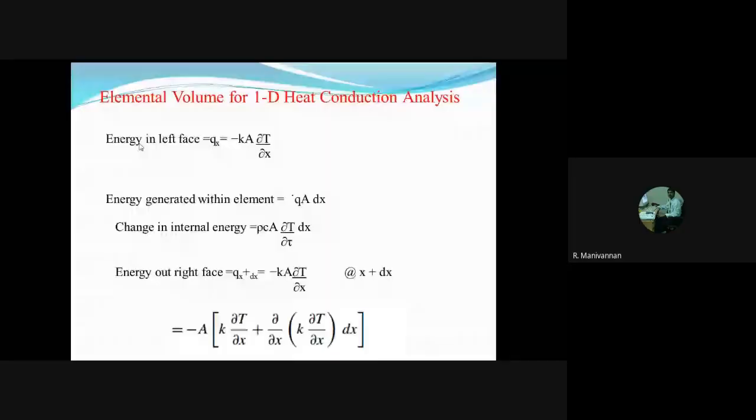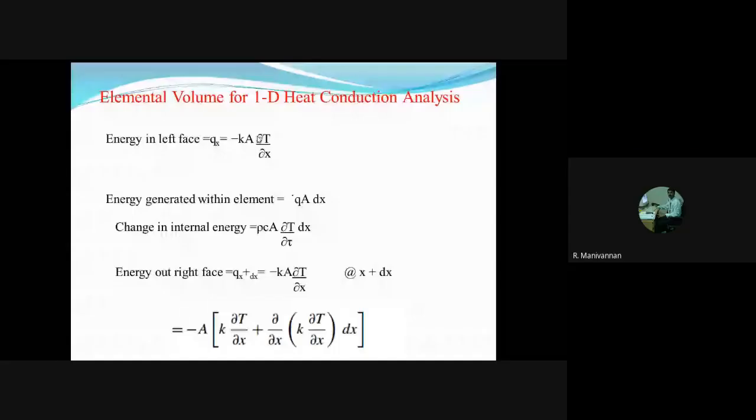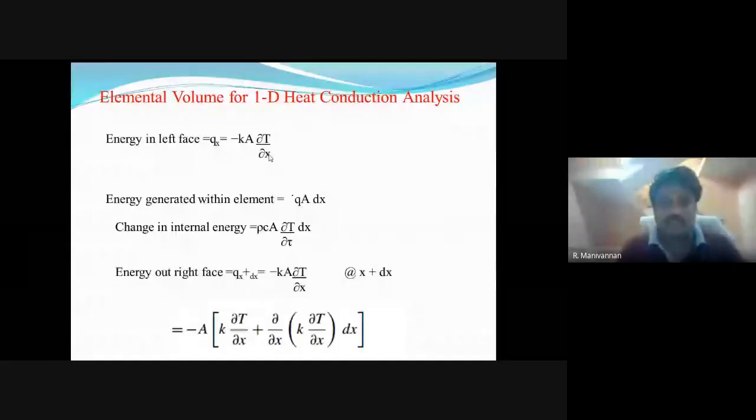The rate of energy conducted in at the left face, that is q suffix x, is given by Fourier's law of heat conduction. So qx equals minus k into A into dou T by dou x. You can see that I am using the partial derivative here, dou. I am not using the ordinary derivative d, I am using dou. The reason is there are two independent variables: one is the spatial variable x, and the next one is the time, tau. So that is why we are using the dou.